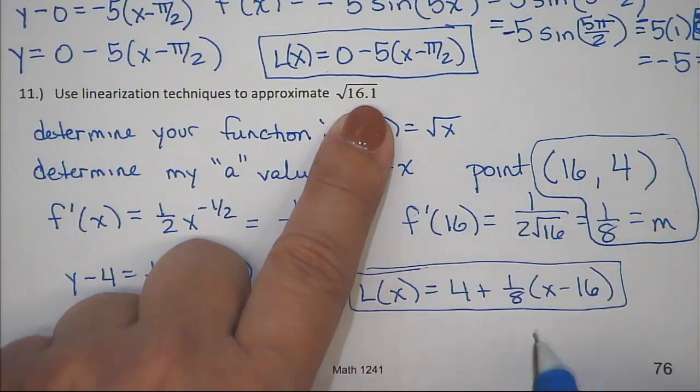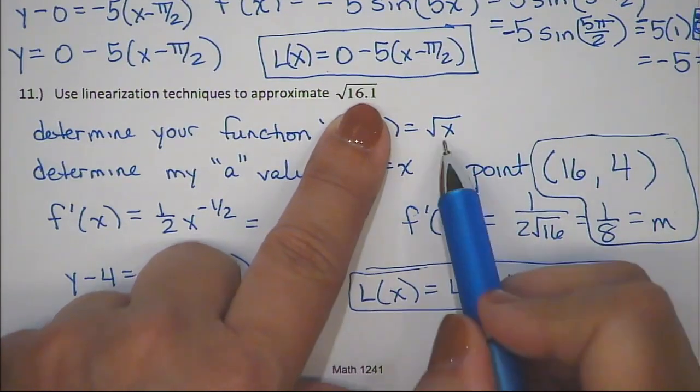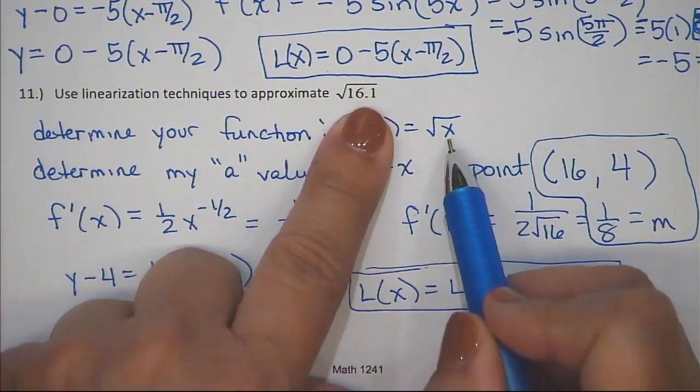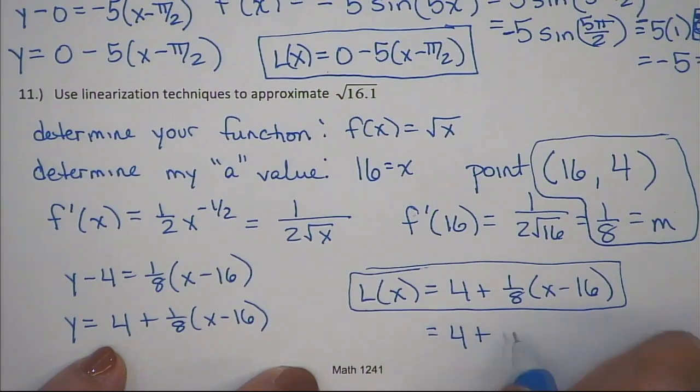What you plug in here has to be what x equals, not the actual number that you start with. It's not always the same. So keep that in mind when we do number 12 in a minute, and I'll come back to that. But for now, x is 16.1. That's okay. So I'm going to plug in 16.1 here.